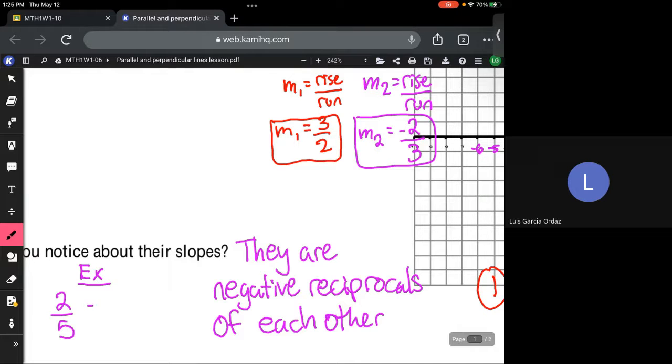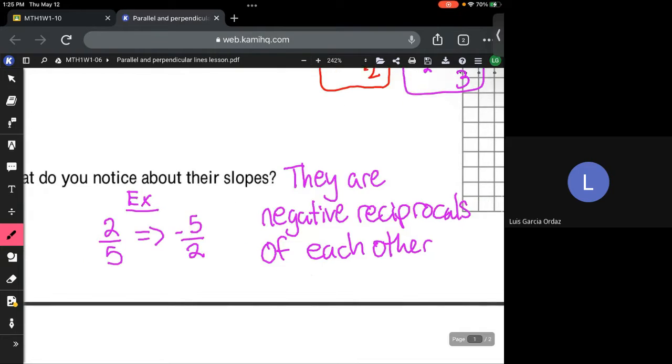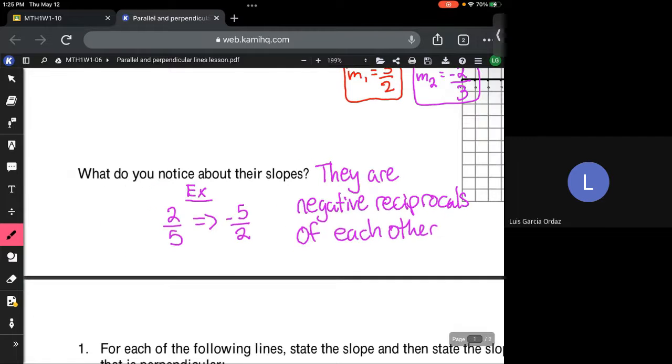What's my negative reciprocal of 2 over 5? Maya? Perfect. Let's take, I'll start down here, negative 2 over 3. What's the negative reciprocal of negative 2 over 3? Positive 3 over 2.